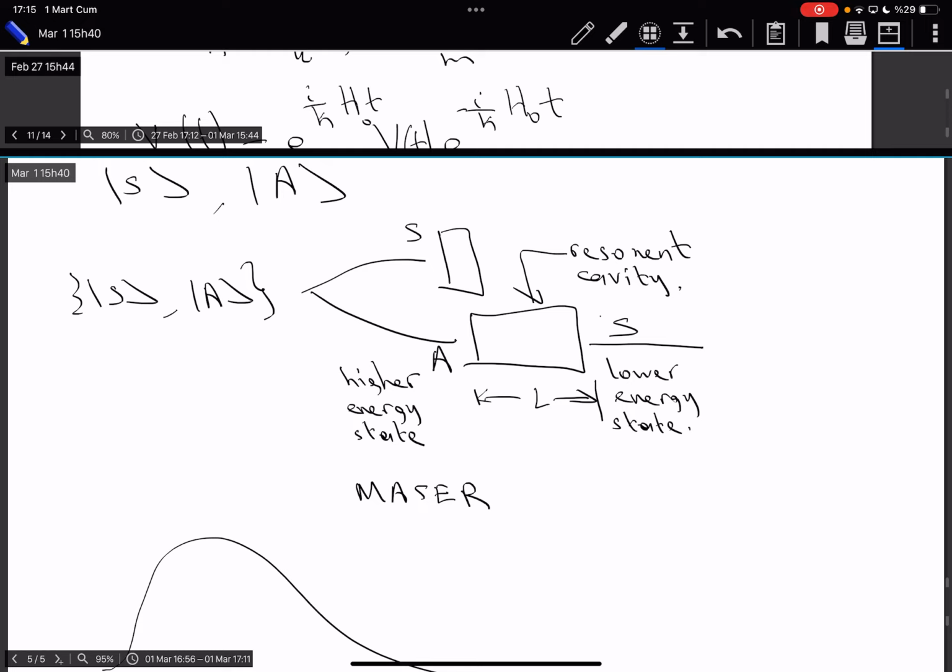And now, if before you didn't have any photons in the cavity, once you send those, you get them at a particular frequency.